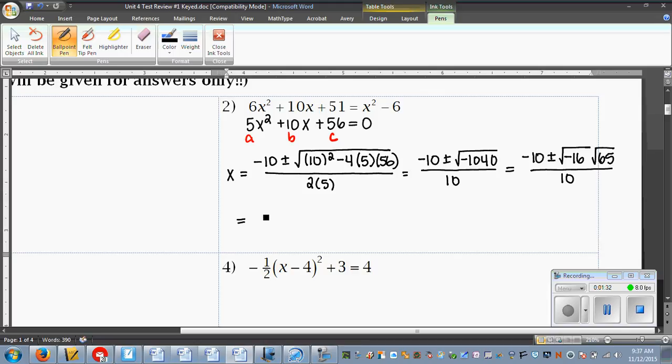We have learned that you can take the square root of a negative number, so the square root of 16 is 4, and the negative 1 becomes an i. The square root of 65 stays.